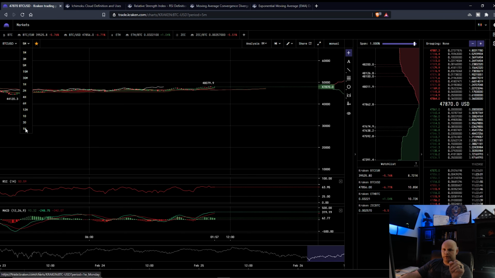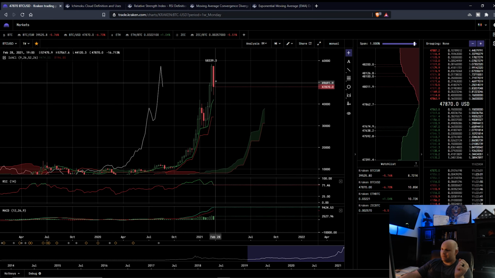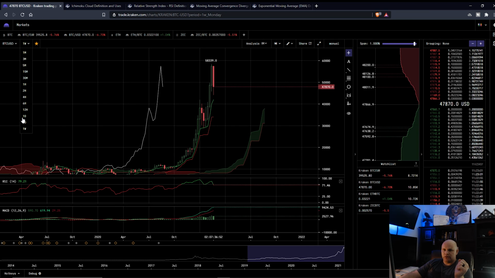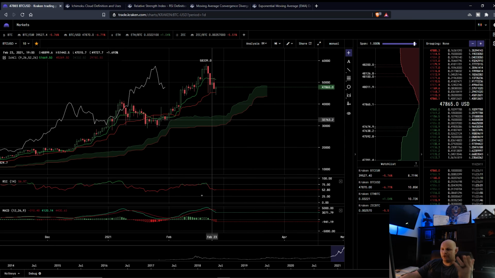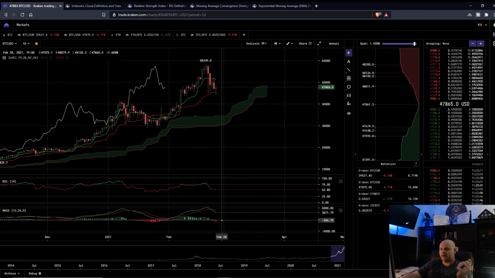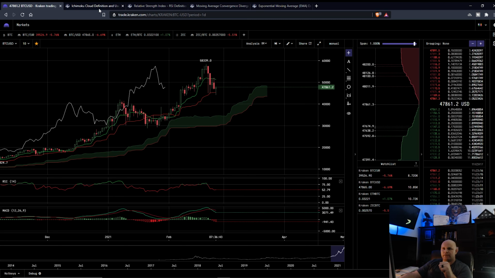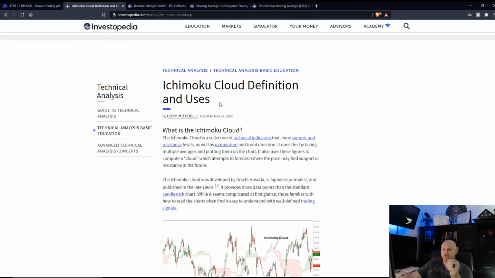To me, Bitcoin, like I said, it's a big red candle. Want to take a look at the daily. To me, this could drop off to 45. So would I even get into day trading right now with Bitcoin? Probably not. So let's take a look real quick at the Ichimoku cloud, the relative strength index, and the moving average convergence divergence, and let's understand where they come from and how they work.